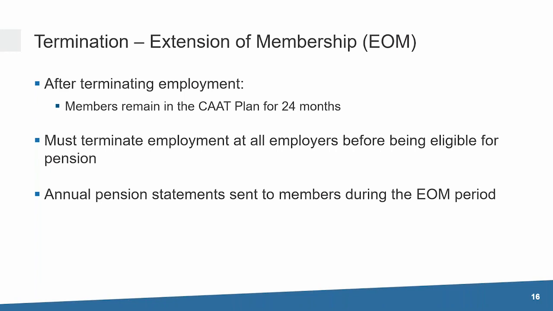A member who works at more than one employer must terminate employment at all employers before being eligible for a benefit. In this case, the 24-month extension period will begin when they terminate from their last place of work. Annual pension statements are sent to members during their EOM period. Similar to active members, they are due by June 30th.